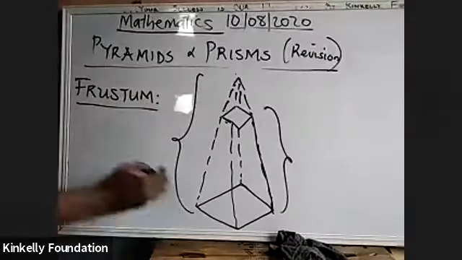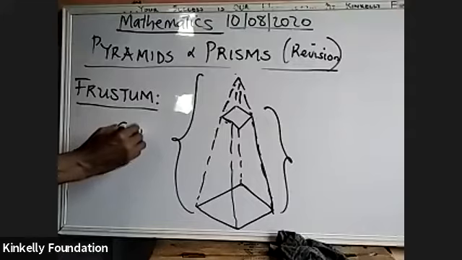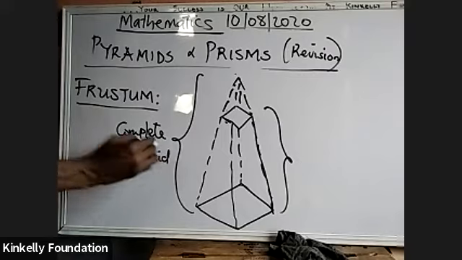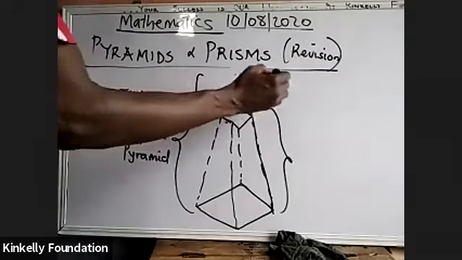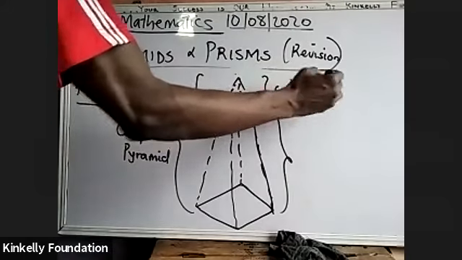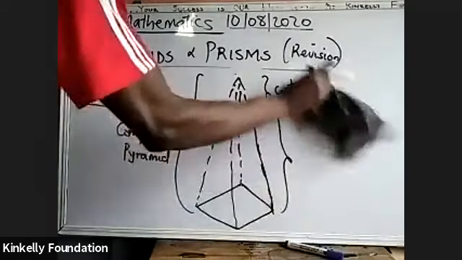Here is a complete shape, a complete pyramid. Now this is a cut out or cut off region.